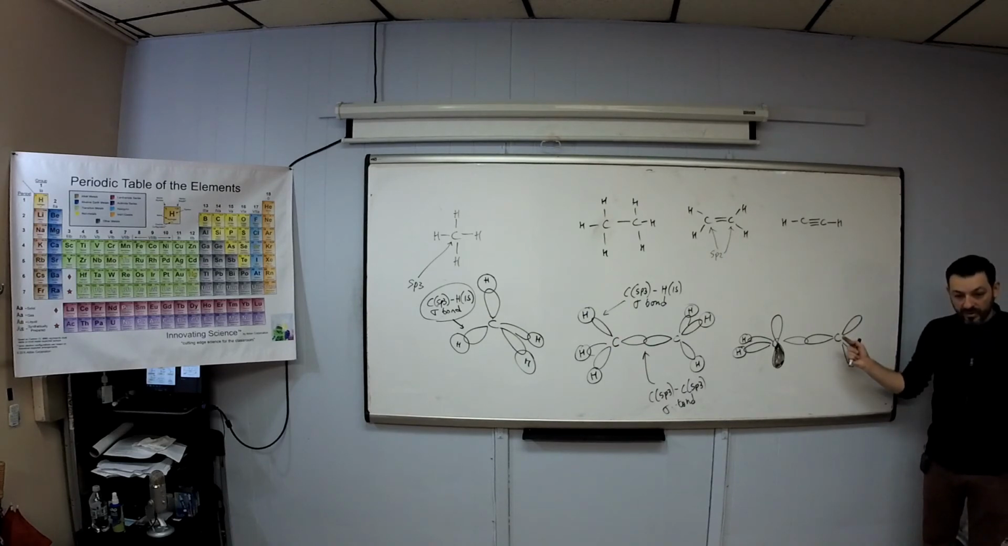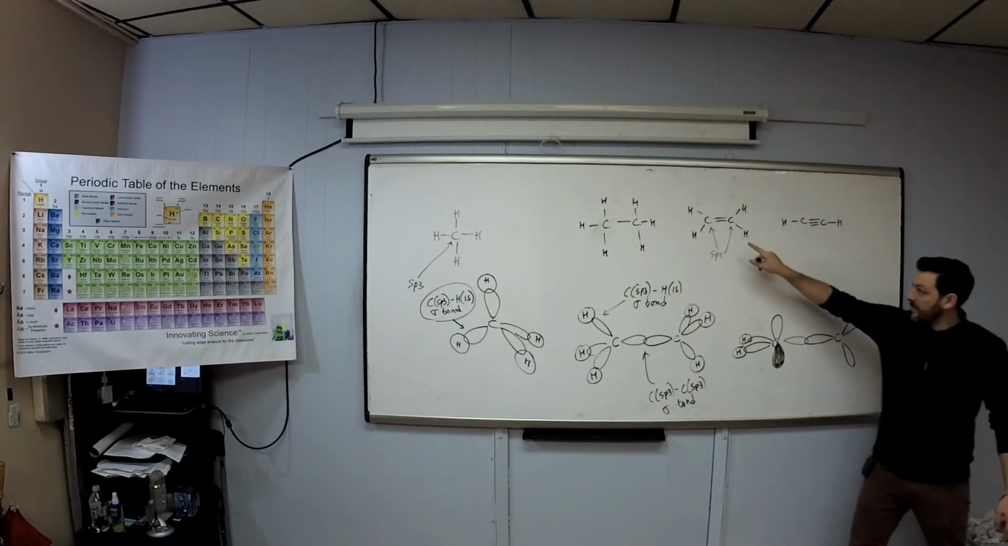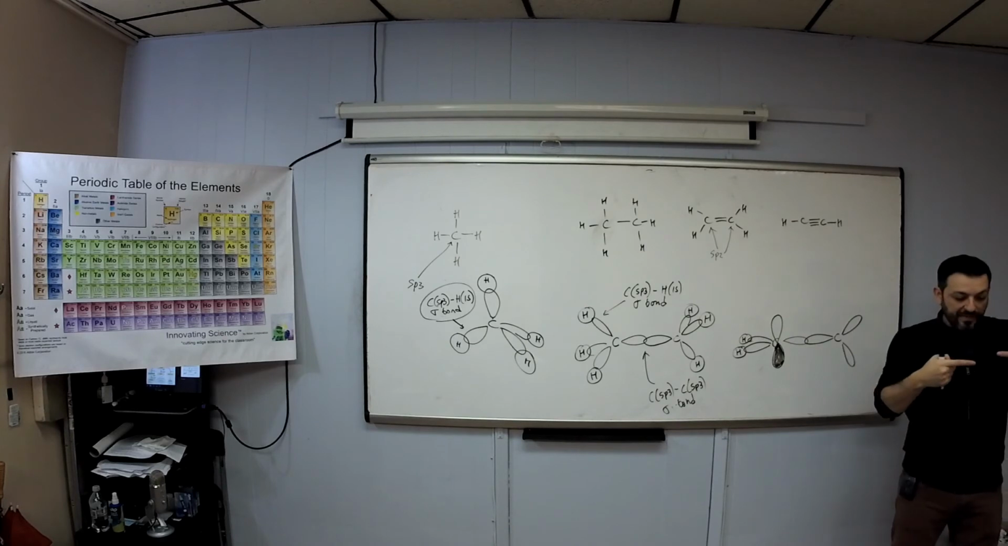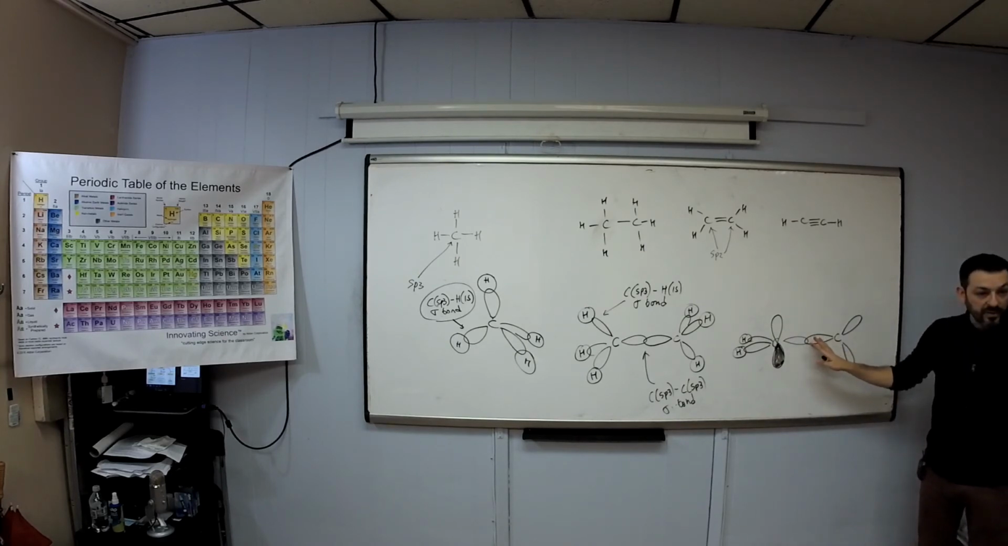This would be in and out of the board, right? What do you see between these two carbons? A sigma bond and a pi bond. How do you get a sigma bond? These orbitals overlap like this, so we see a sigma bond.